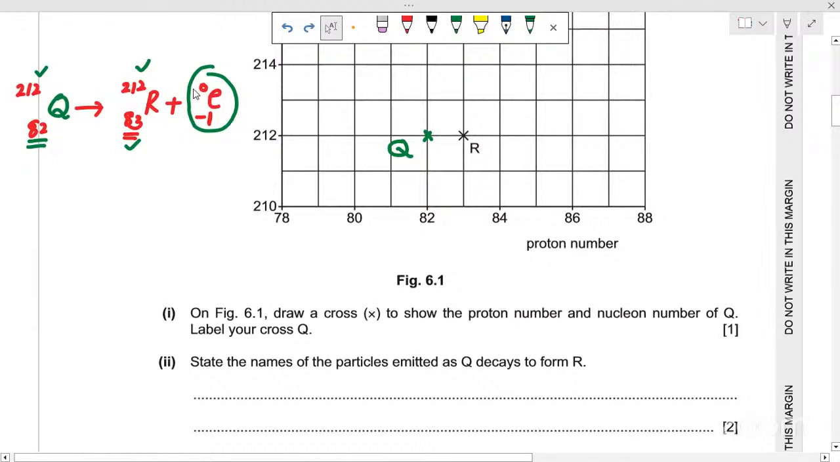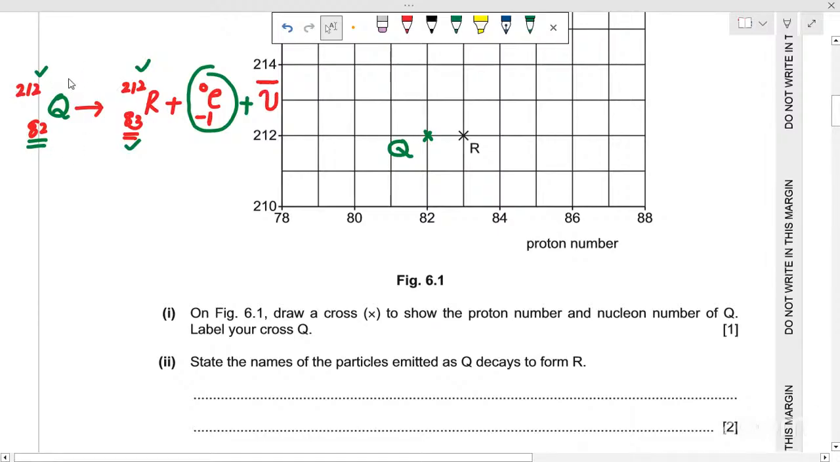When beta negative is emitted, beta minus is emitted. In addition to beta negative, another particle is emitted, which is known as electron antineutrino. Electron antineutrino has no charge. So when beta negative is emitted, you should keep in mind that electron antineutrino is emitted. So over here you will mention beta minus, beta negative, and electron antineutrino.